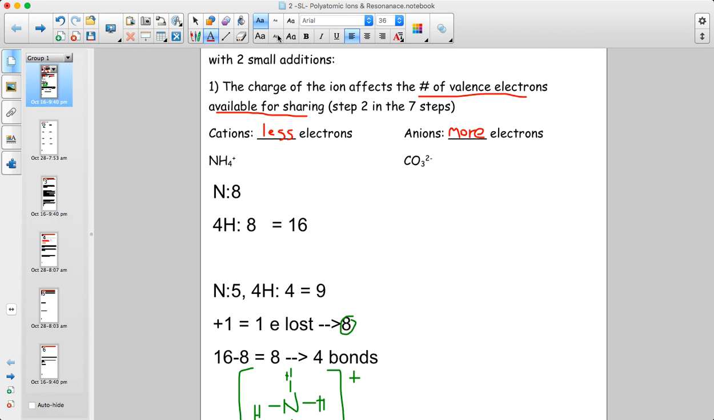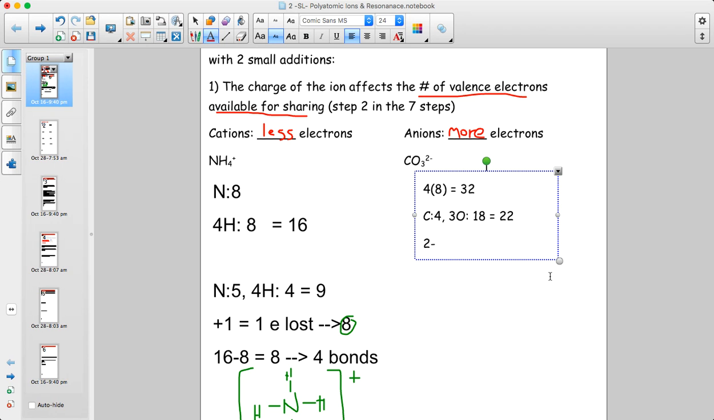We can do the same thing for CO3 2-. So both carbon and oxygen want to feel like they have 8. So that means we've got 4 times 8 electrons. We need to feel like we have 32 electrons. Carbon brings 4 to the table, and 3 oxygens each bring 6. So that's 18 electrons. So we have 22 to work with. But we also have a 2- charge, which means extra 2 electrons. And so that means we actually have 24 to work with instead of the normal 22. 32 minus 24 is 8, which equals 4 bonds. So now I know I need to draw 4 bonds.